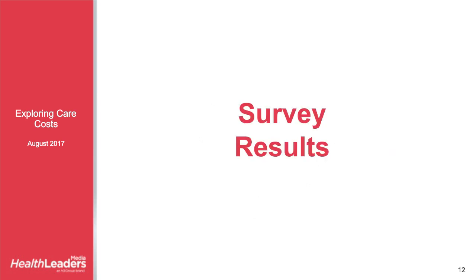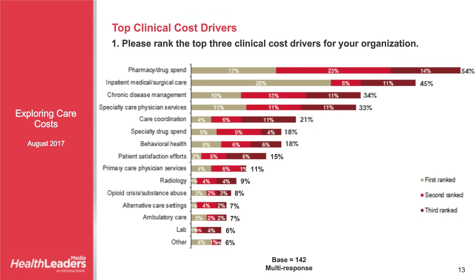So here are the results. This first slide, forgive me for this, is a little bit challenging. We have a lot going on here, and the way to look at this is to first look at the total percents at the end of each bar. Those percents are the aggregated results for first ranked, second ranked, and third ranked.